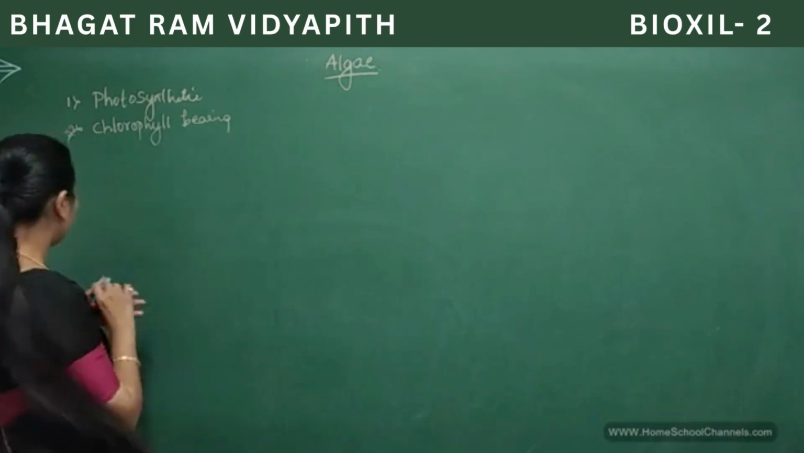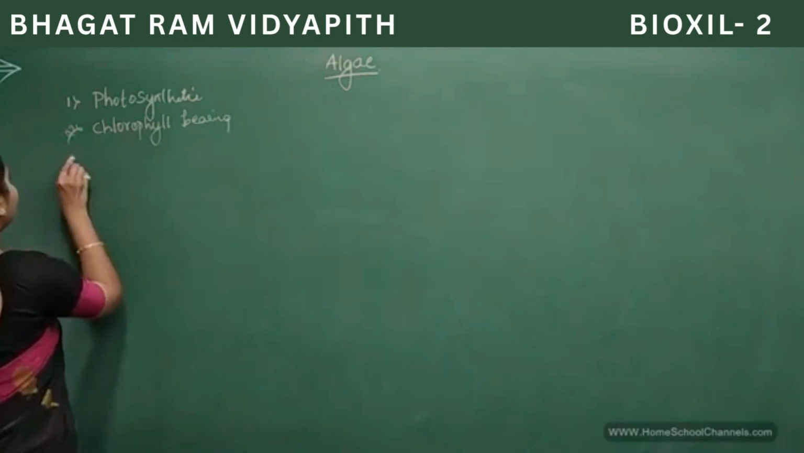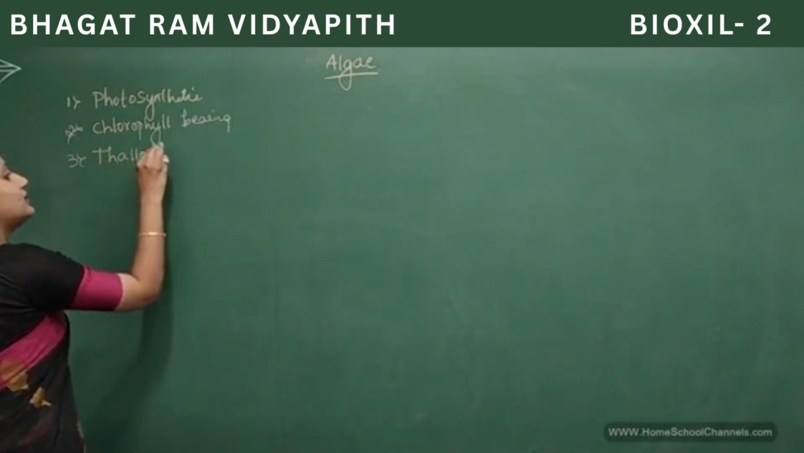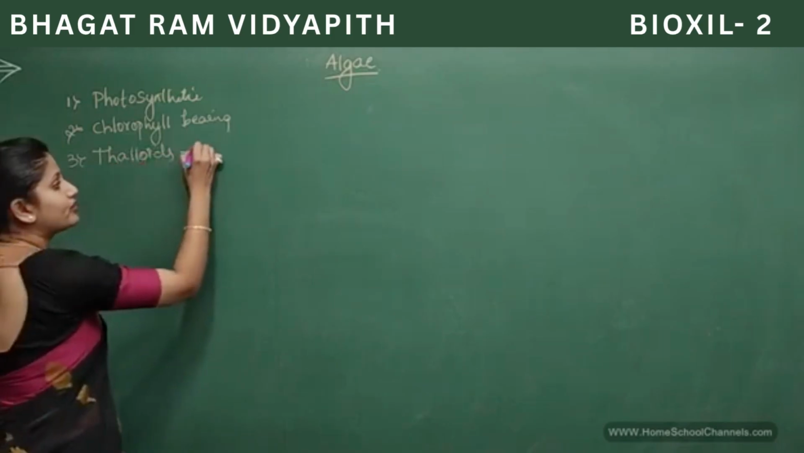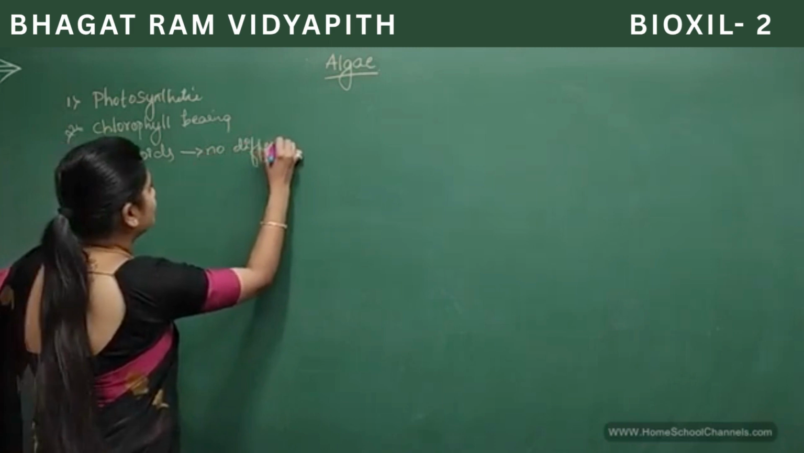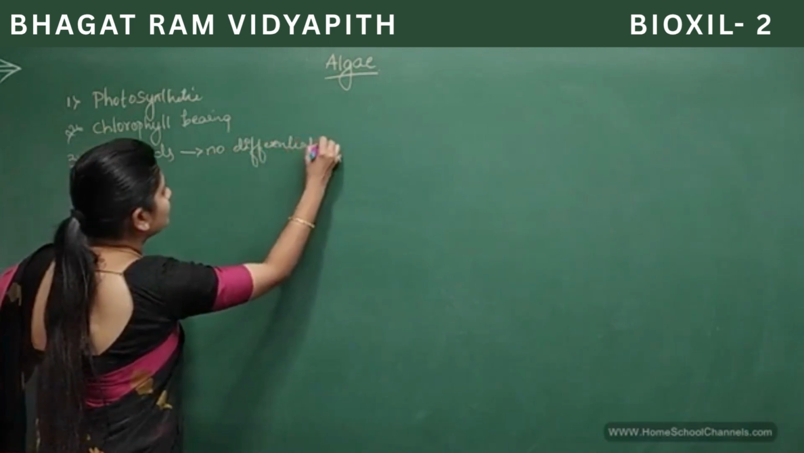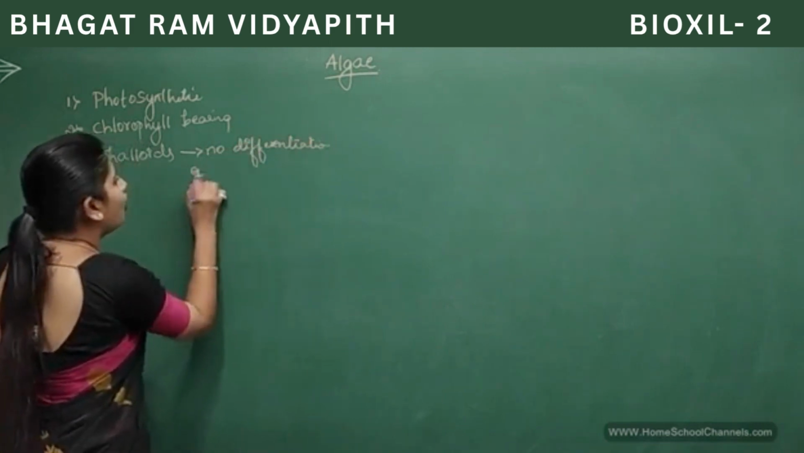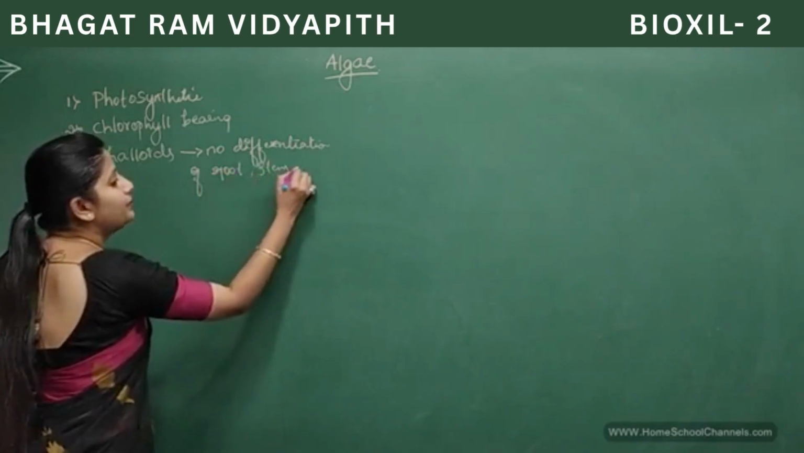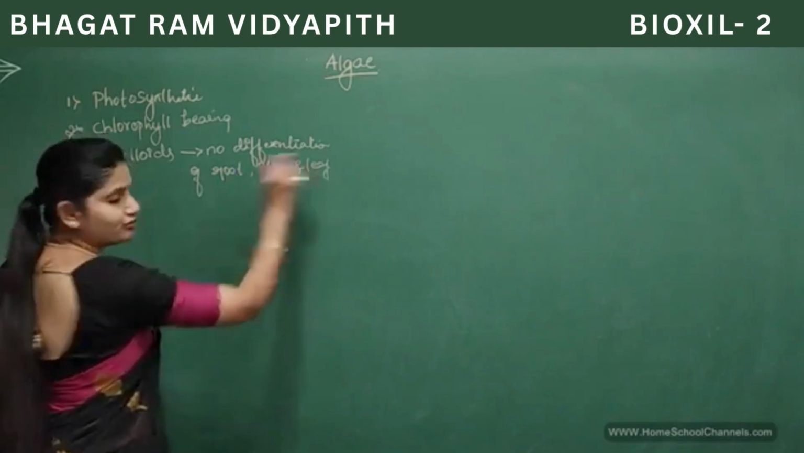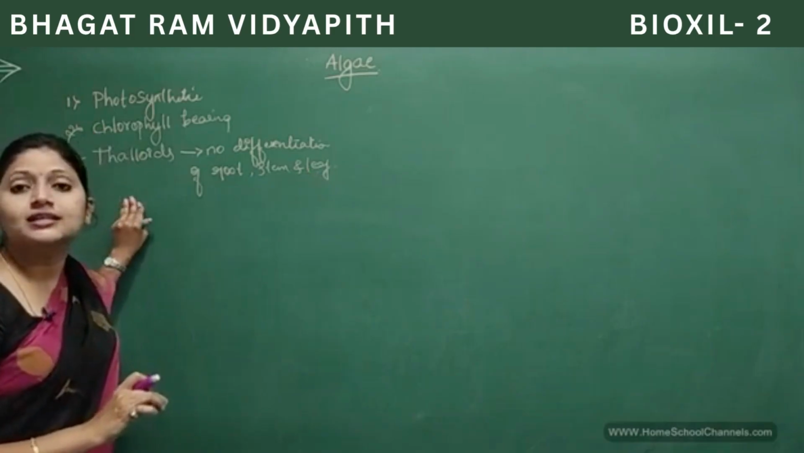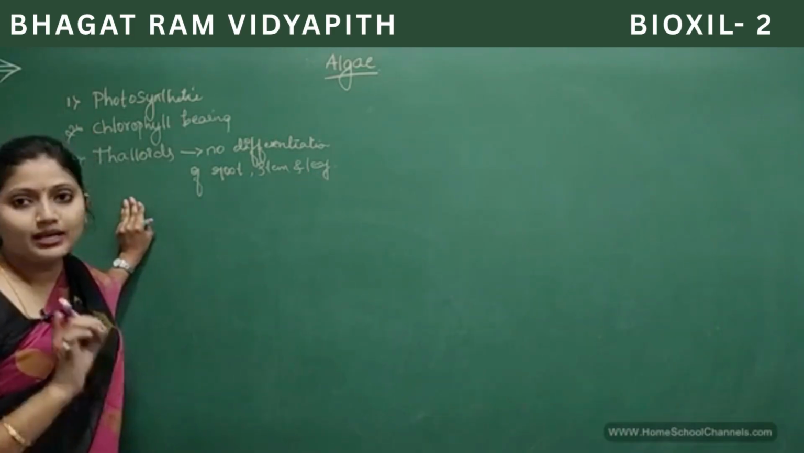What is thallus or thallophytes? They are thalloids. Thalloids means there is no differentiation of root, stem and leaf. Okay, such organisms or such plants are called thalloid plants of the algae.